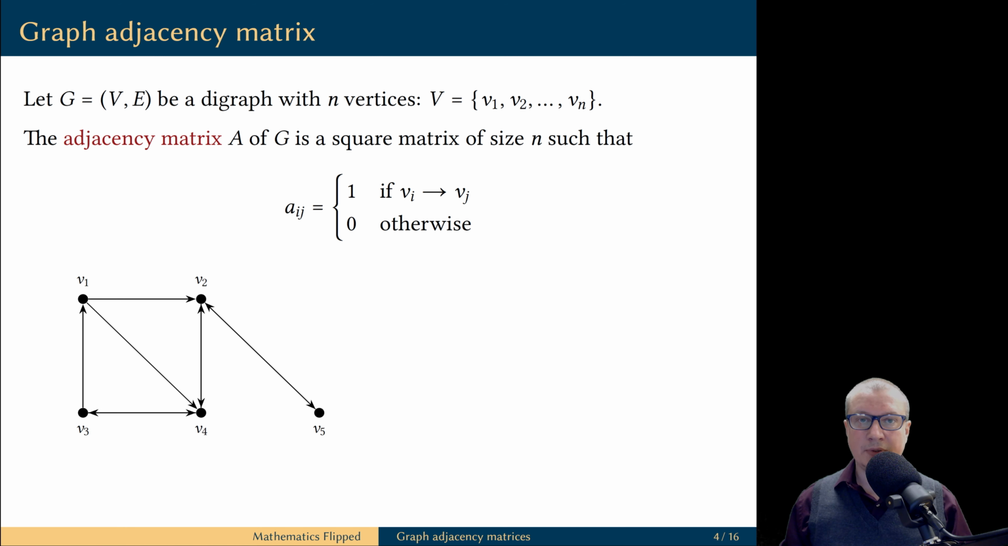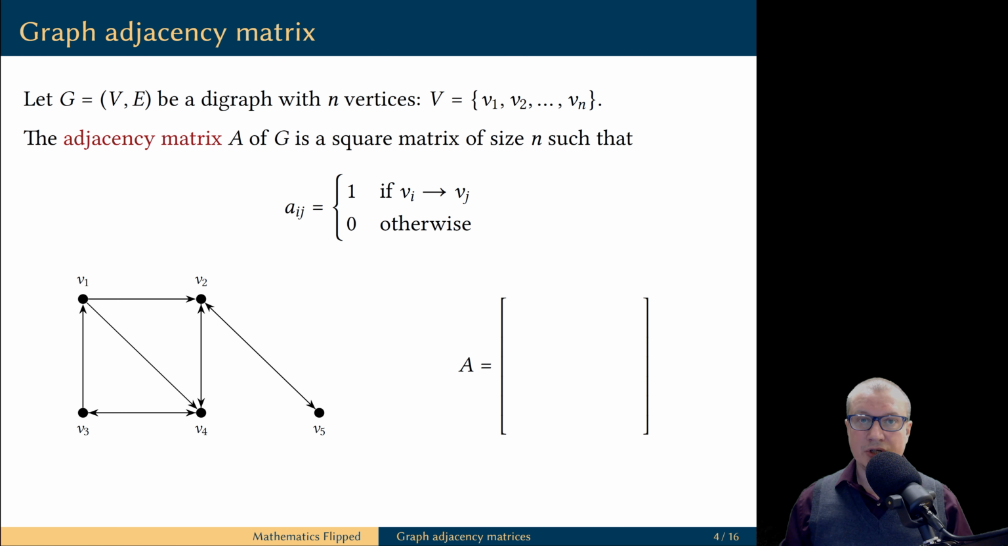Let's look at an example of this digraph with 5 vertices, and let's construct its adjacency matrix. This graph has 5 vertices, therefore the adjacency matrix is a matrix of size 5 by 5. To construct the adjacency matrix, you need to define some kind of ordering of the vertices, and in this case, this ordering is naturally given by the indices of the vertices. So we think of the vertex v1 as vertex number 1, and so on.